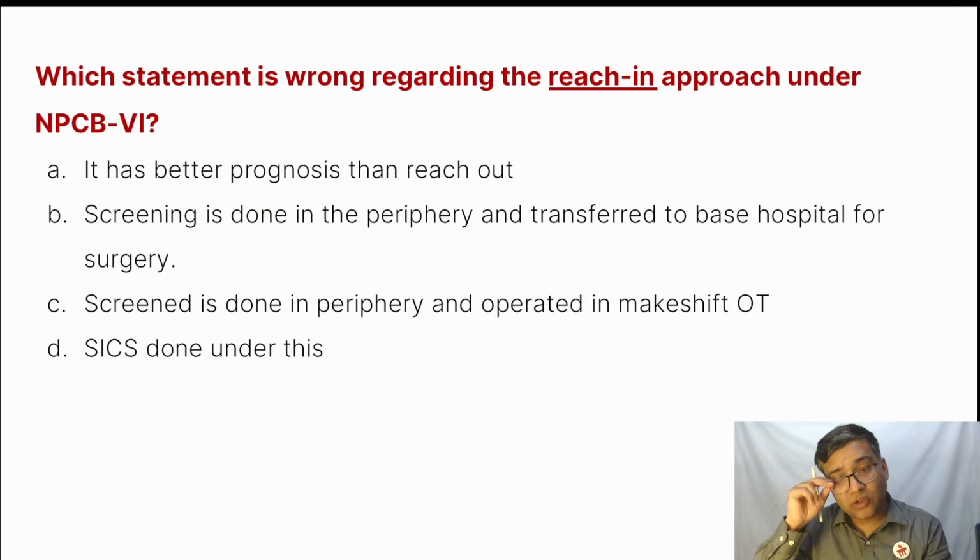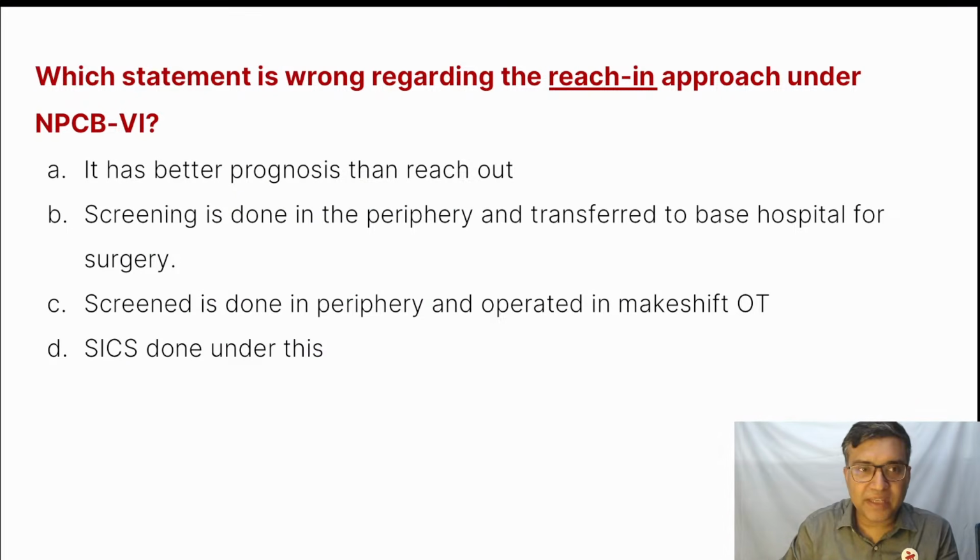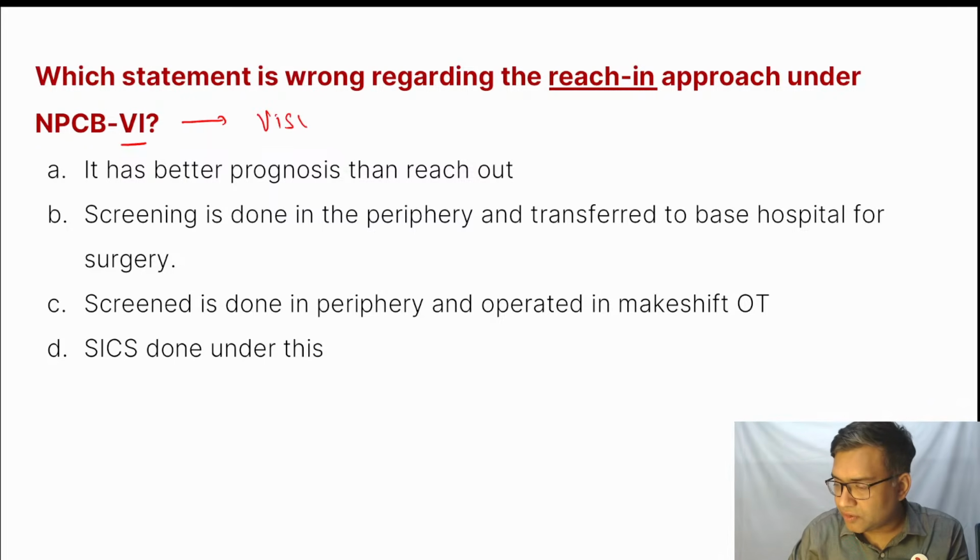Okay, so now there was a question regarding NPCB-VI. So earlier there was a NPCB only. So that is the National Program for Control of Blindness. And now we have NPCB-VI. So it is VI. What is the meaning of VI here? The meaning of VI here is visual impairment.